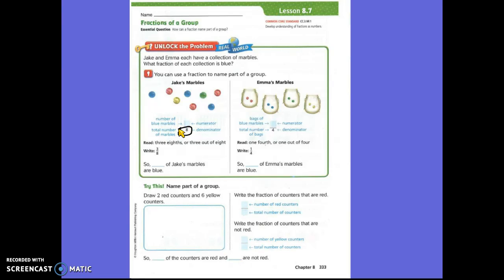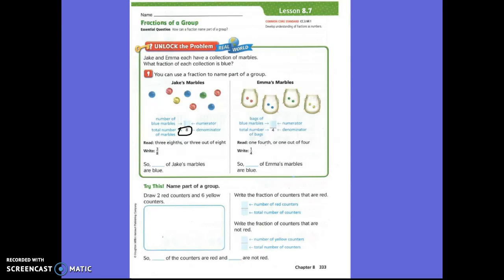The total number. I say that when the number is not in groups, I have to tell you that, when the number is not in groups, that is your number. Do you see how it's not in a bag or anything like that? None of those marbles are in a bag, so that is your bottom number, your denominator. Remember, D, denominator, down. Down means bottom.